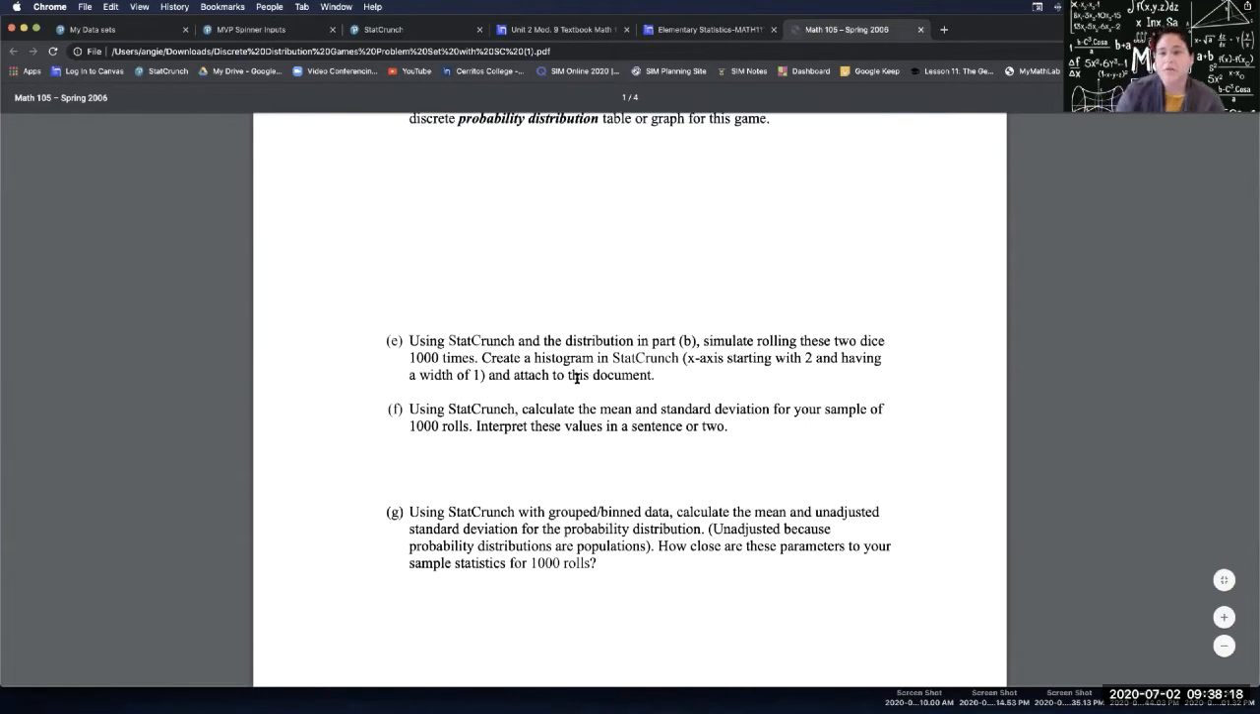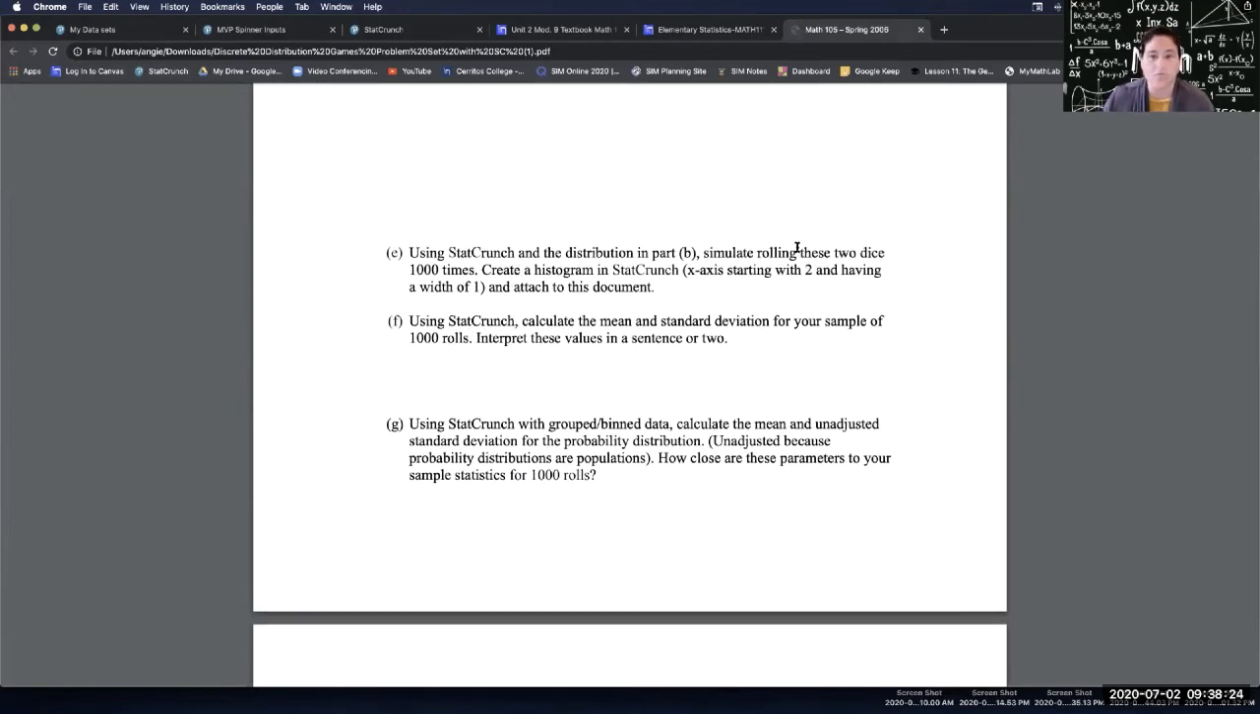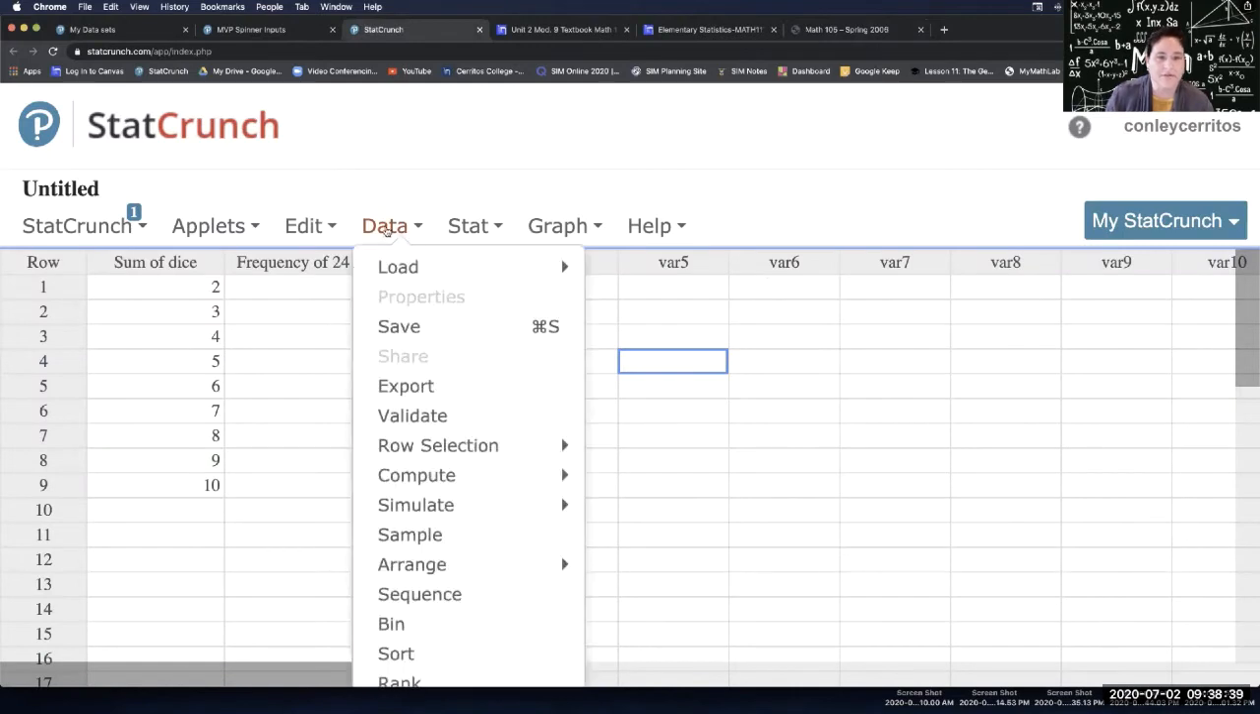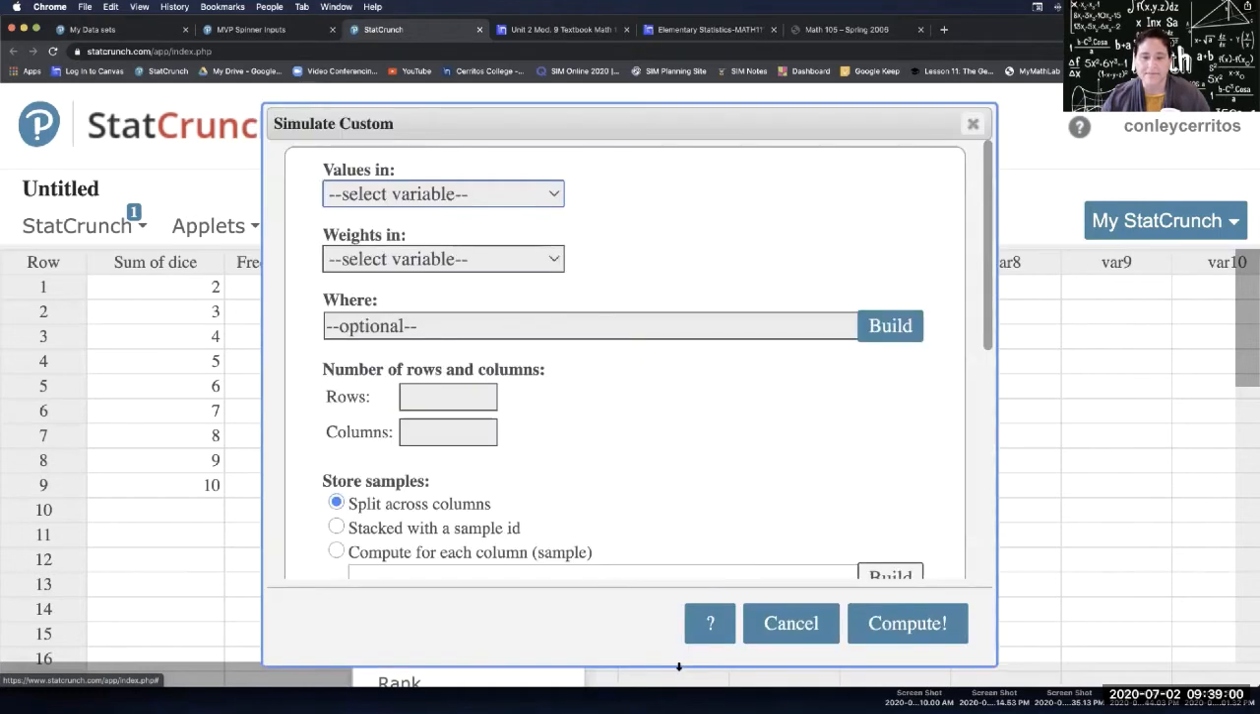So now we're going to simulate, just like we simulated yesterday with continuous distributions. We're going to simulate rolling so that we don't even have to roll the dice 1,000 times. In a second, StatCrunch is going to roll the dice for us, and then we're going to create a histogram. So first, each of us has to simulate rolling the dice 1,000 times. So we go to Data, just like yesterday. Then where do I go? Simulate. And then Custom down here, because we're doing a discrete distribution that's none of these above us.